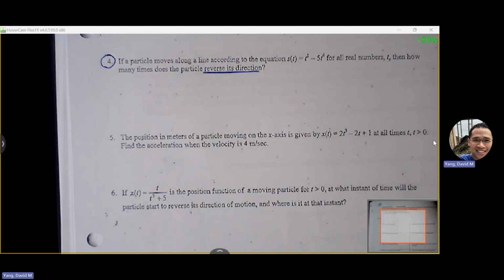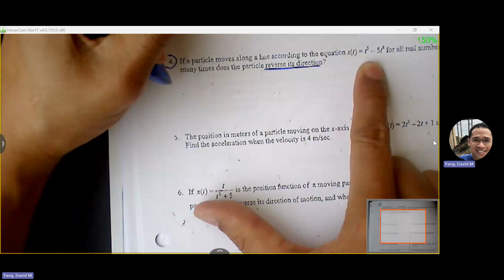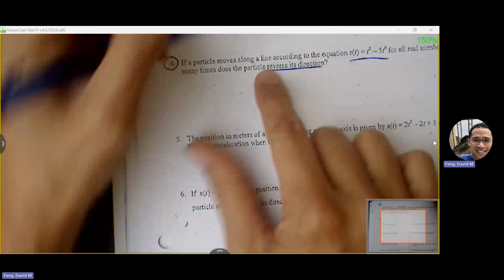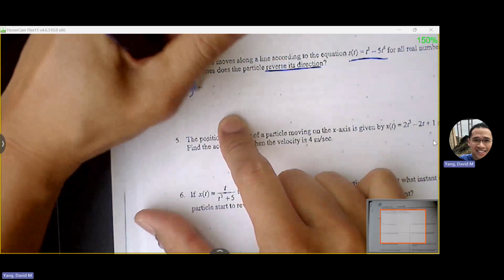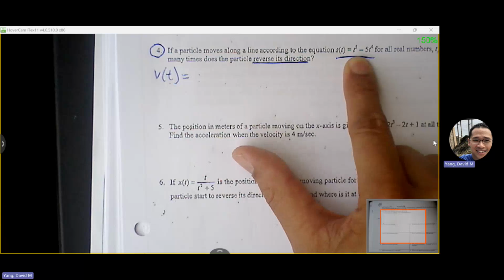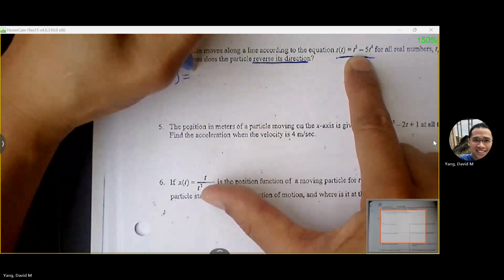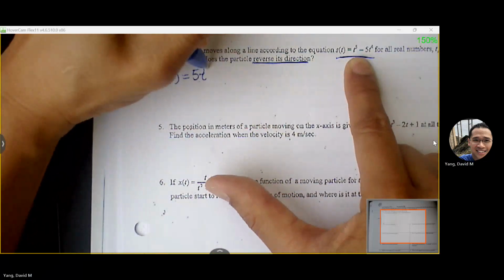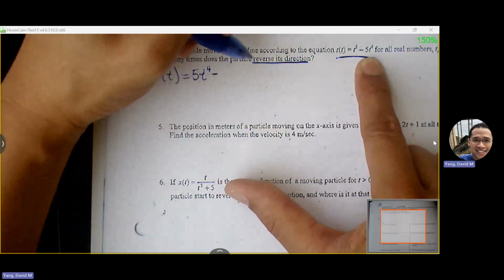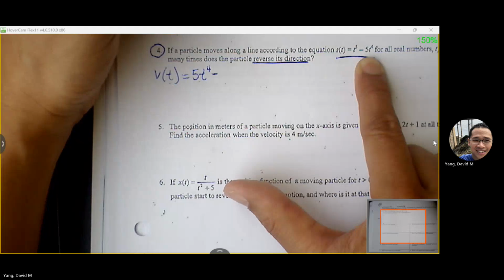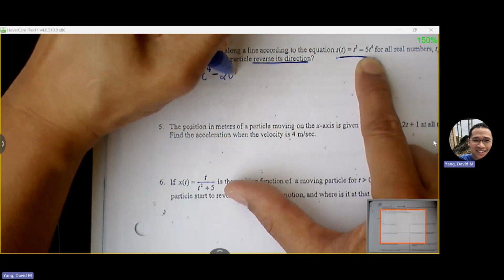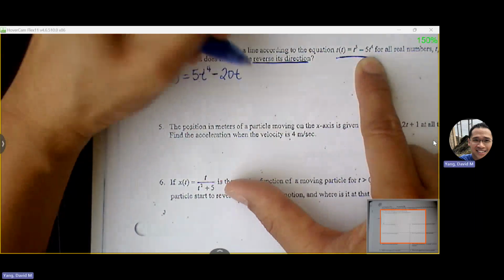So we're going to create a number line for this. So first, let's build a velocity function, because reverse direction is when velocity, well, first we got to figure out when velocity is 0. So v of t is equal to, what's the derivative to get to the velocity function? t to the 5th becomes 5t to the 4th, right? And then what's 5t to the 4th become? What's the derivative? 20t to the 3rd, yeah.